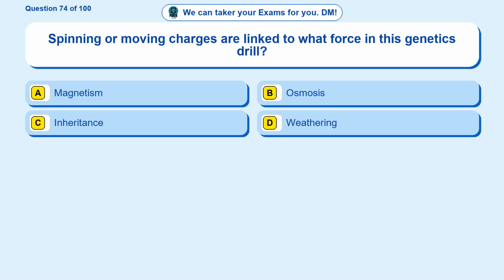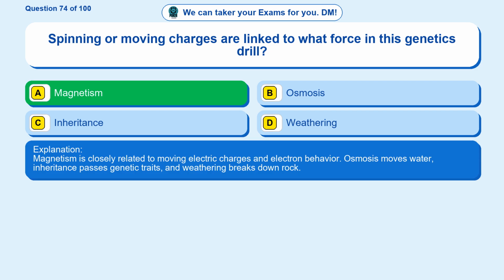Question 74. Spinning or moving charges are linked to what force in this genetics drill? Option A, magnetism. Option B, osmosis. Option C, inheritance. Option D, weathering. The correct answer is option A. Magnetism. Magnetism is closely related to moving electric charges and electron behavior. Osmosis moves water, inheritance passes genetic traits, and weathering breaks down rock.